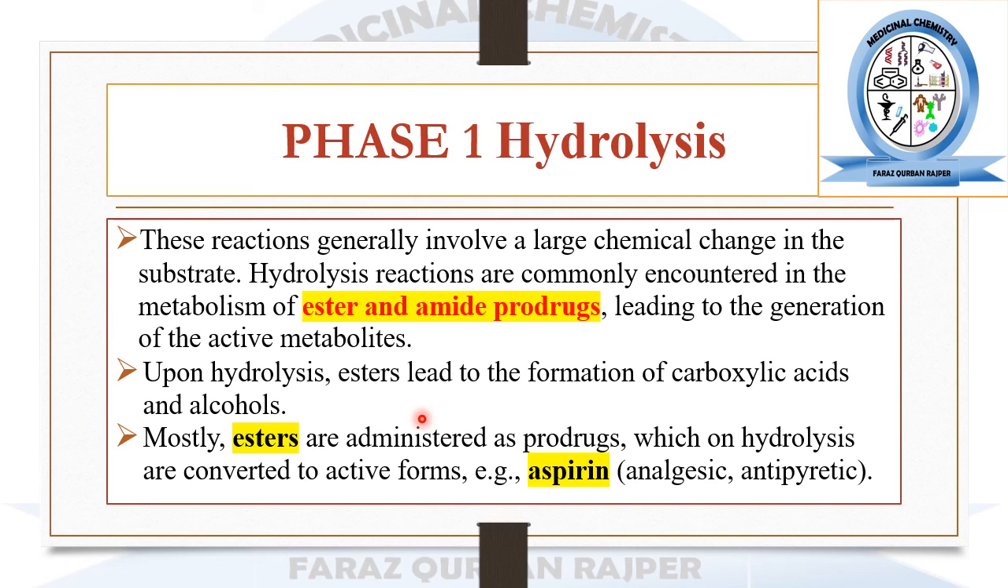Mostly the hydrolysis reactions are catalyzed by different types of enzymes like esterases and amidases, depending on the type of ester or amide present in the chemical structure, but mainly it is catalyzed by the esterases. Mostly esters are administered as prodrugs, which on hydrolysis get converted into their active form because they have to produce their pharmacological activity. For example, aspirin occurs as an ester. Its pharmacological activity is analgesic and antipyretic.